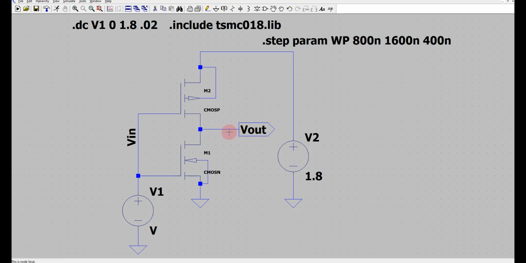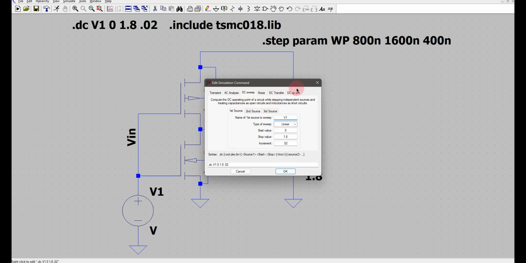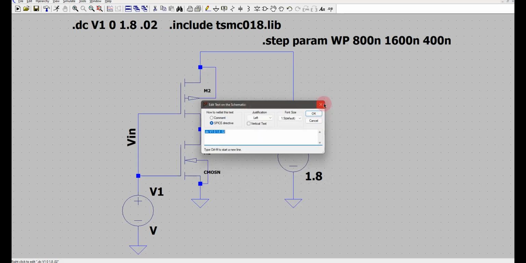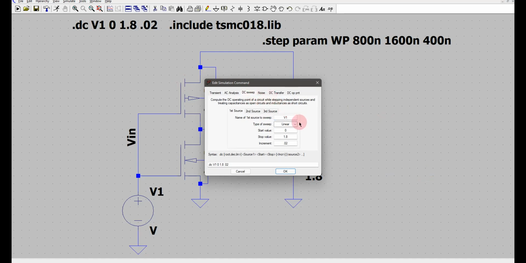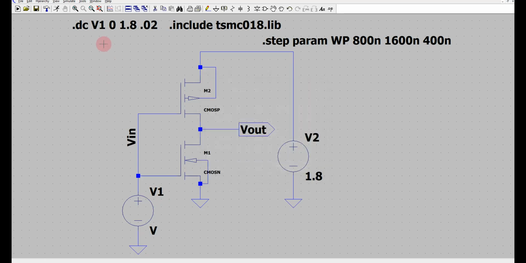Now this is include TSMC 018.lib. You need to put this in all your simulations. Unless you put that, this won't work, because it requires a model file. And now this is the DC parameter which I am sweeping. Where did I get that from? Like last time I explained, edit simulation command, go to DC sweep, source is V1, linear from 0 to 1.8 in steps of 0.02. So that I have given here.